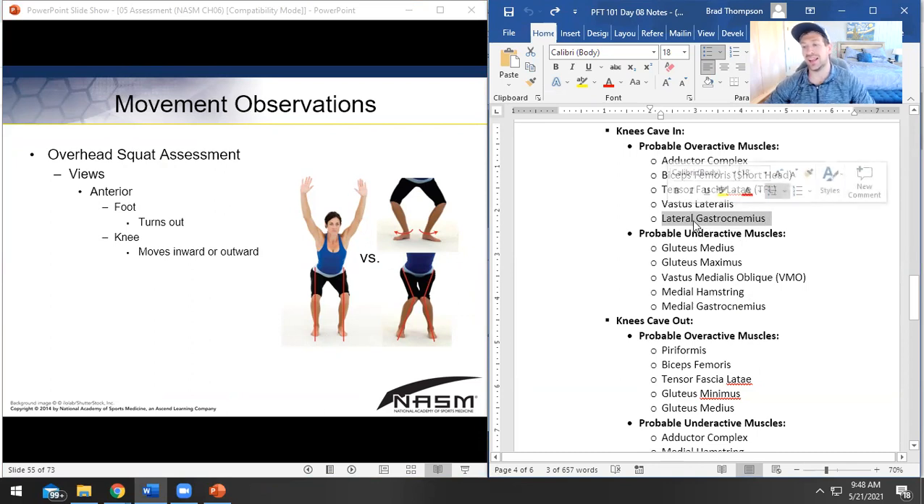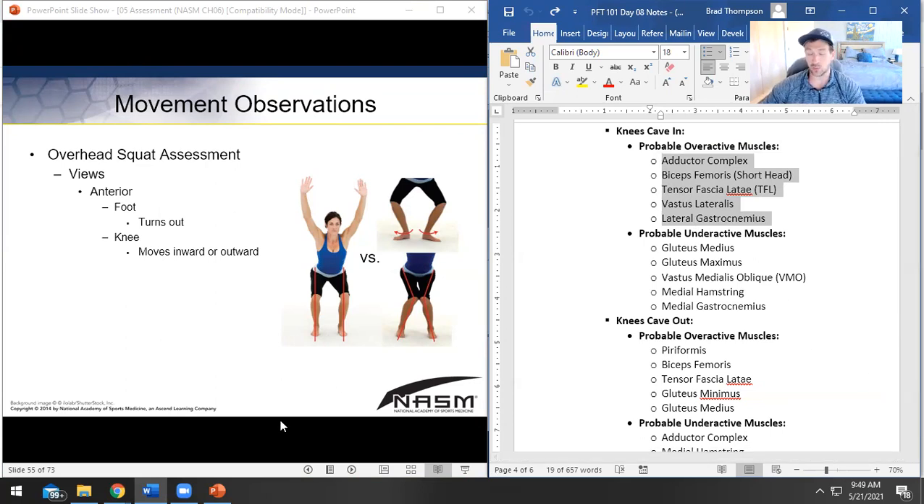We're also going to see the lateral gastrocnemius, again, in the knees cave in. That's going to be overactive. So we need to inhibit all of these overactive muscles and then lengthen them out in order to get them back to neutral. Once we've done that, we can flip to the other side of the joint and start activating our underactive muscles.